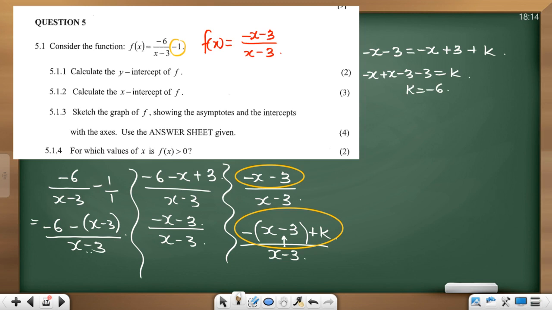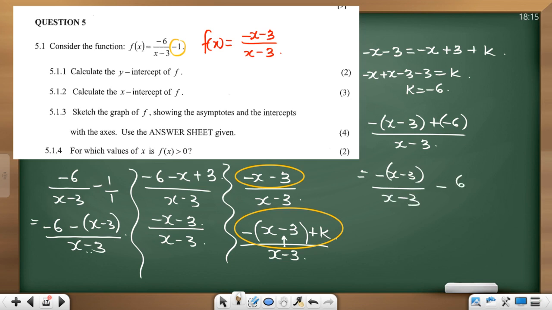Now, watch what I'm going to do. I am going to now replace this. Minus x minus 3 plus, instead of writing my k, I'm going to change it to negative 6 over x minus 3. We are going to split this. This can be written as minus x minus 3 over x minus 3 minus 6 over x minus 3.